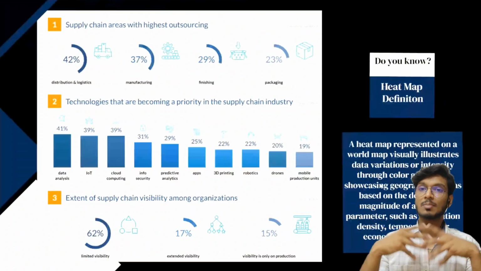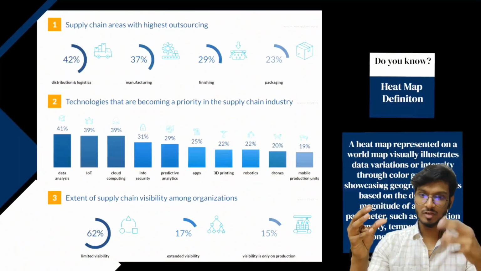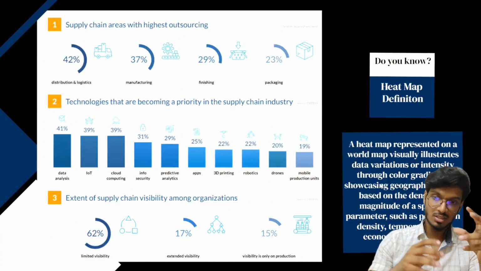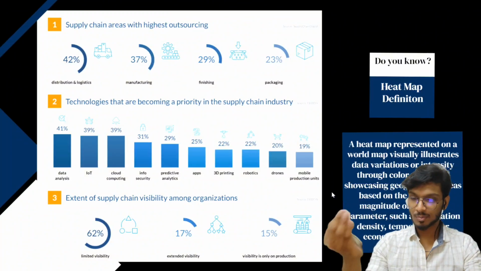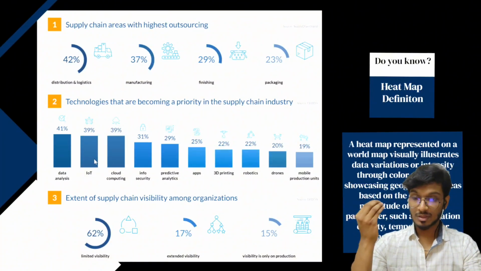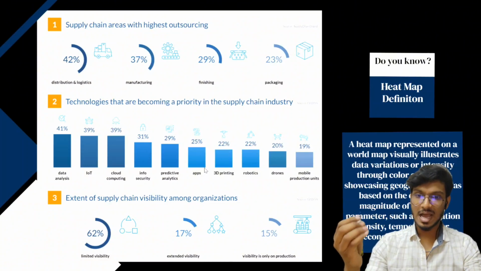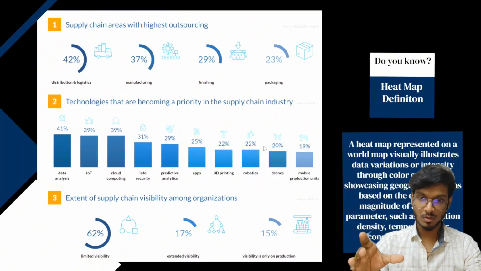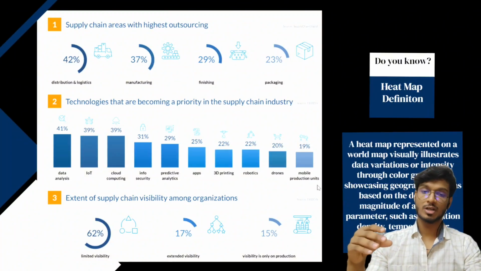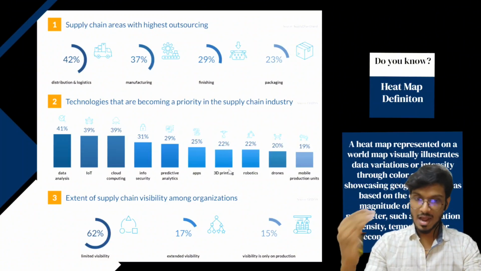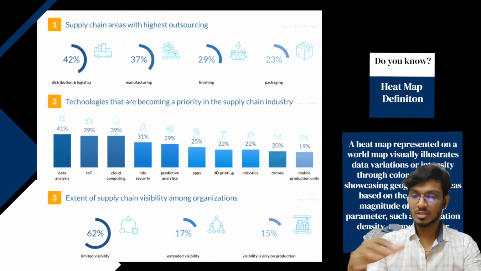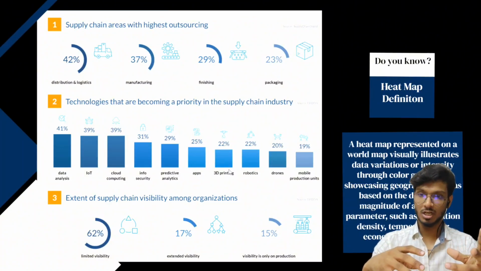Now let's see the supply chain with highest outsourcing. What kind of technologies related to robotics is giving a high amount of income? Data analysis is giving you 41%, and then IoT 39%, cloud computing 39%, info security 31%. Similarly, predictive analysis 29%, apps 25%, 3D printing 22%, robotics 22%, drones 20%, mobile production units 19%. These are all bar graphs with a percentage at the top and the type of quantity at the bottom. So these technologies are becoming a priority in the supply chain industry.